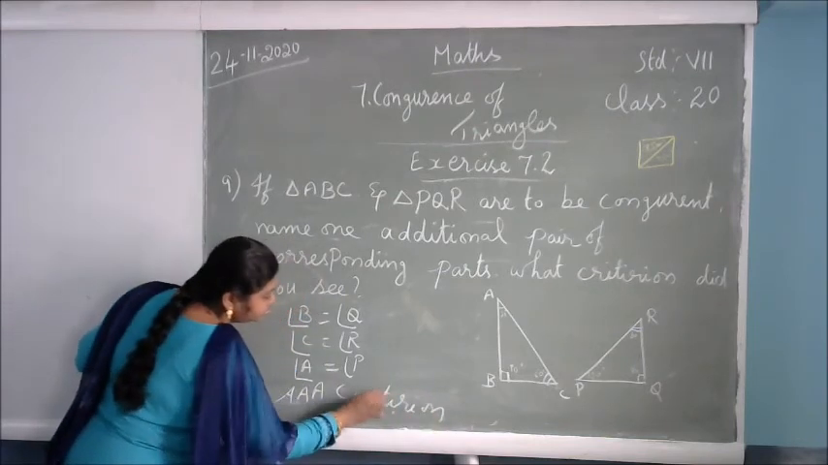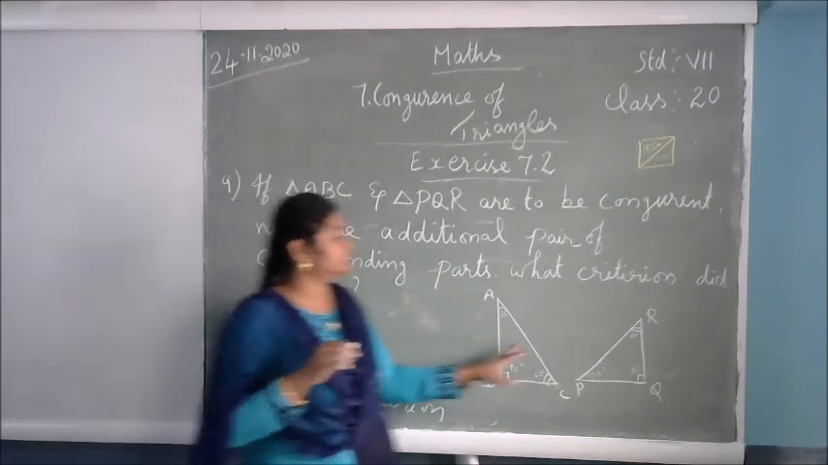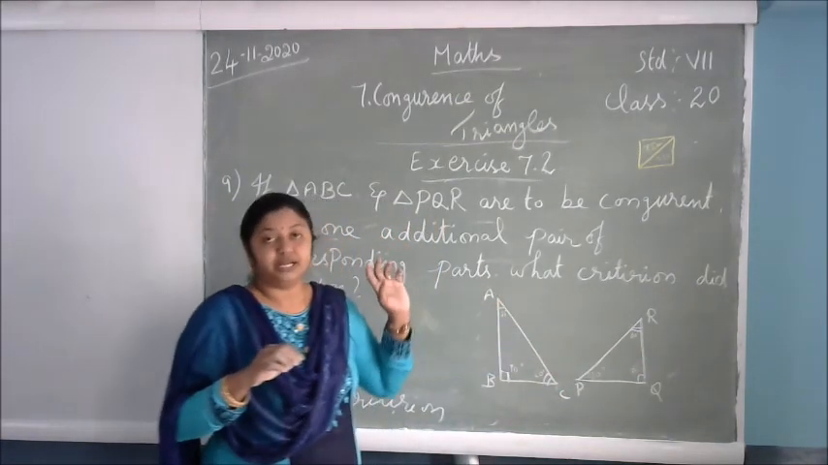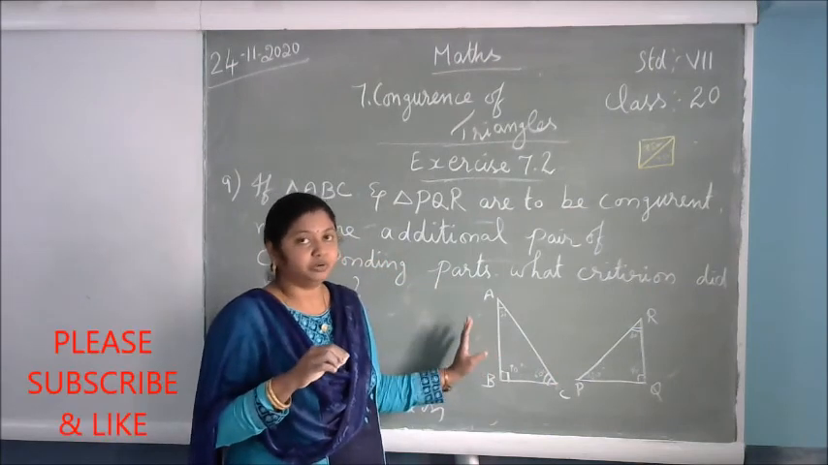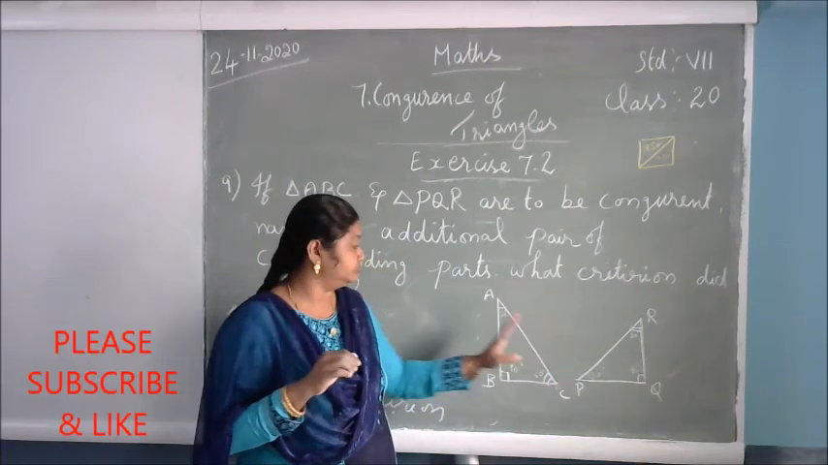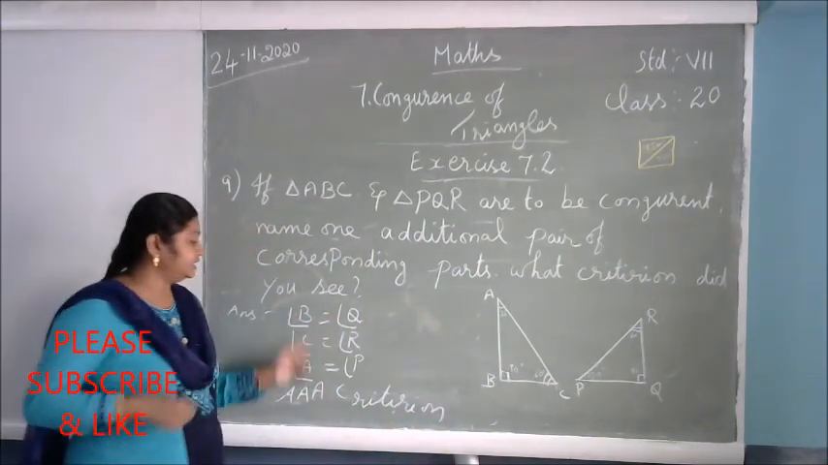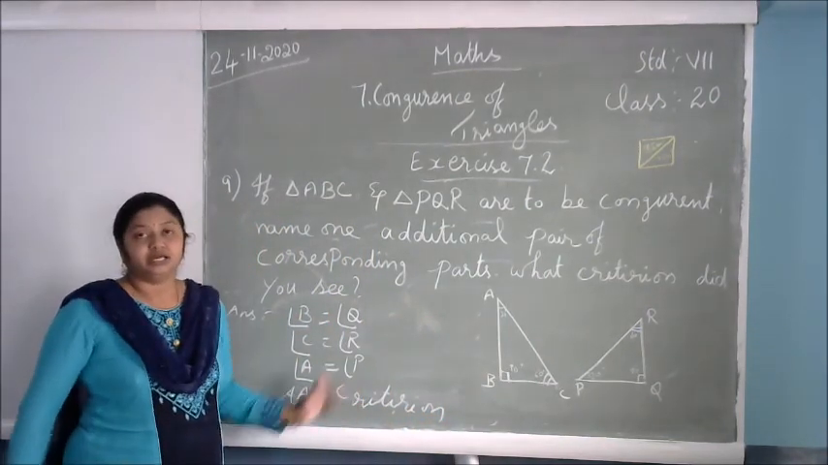That is the question. If this triangle is congruent to this triangle, according to this, write the three parts, and according to the parts, what criterion will come? That is the question. So three angles are equal, that's why it's the angle criterion.